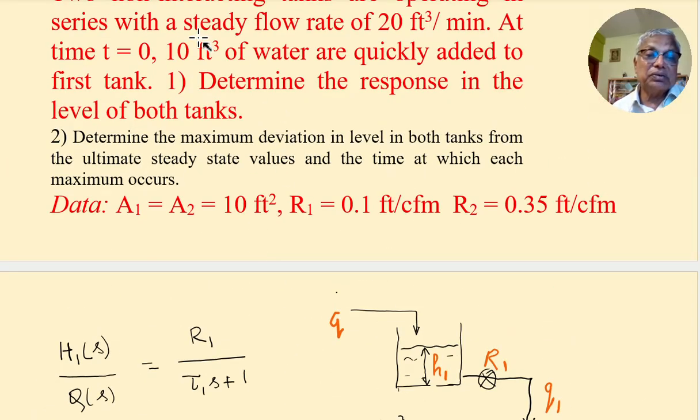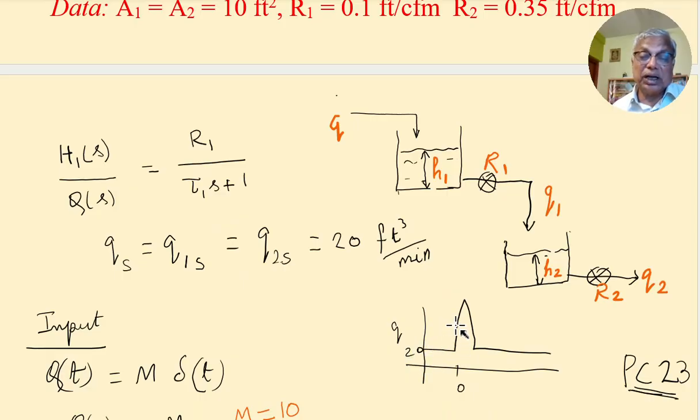Now what sort of input is given? At t equal to 0, 10 feet cube of water, foot cube being a volumetric unit, is quickly added to the first tank. Suddenly you add 10 feet cube, quickly added to the first tank. So at that instant, the inlet flow rate is going to change momentarily from 20 to a higher value and come back to the original value almost instantaneously once the addition is over.